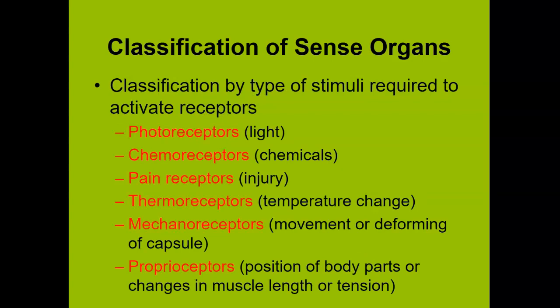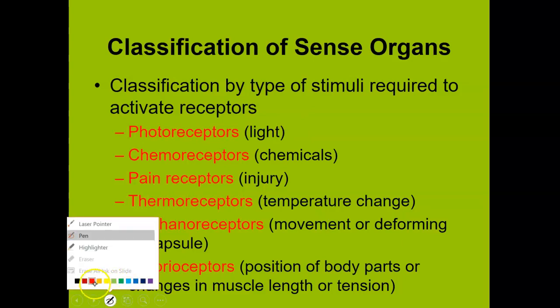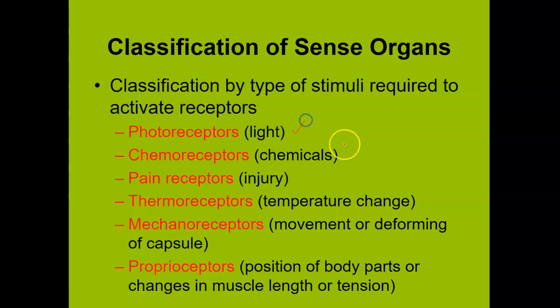So let's look at the types of stimuli that activate the receptors in sense organs. This is the way I like to think of classification: what type of energy is driving the receptors? We have photoreceptors that respond to light, right? Makes sense. Chemoreceptors respond to chemicals in the environment, and that can consist of being able to taste salt or sugar.